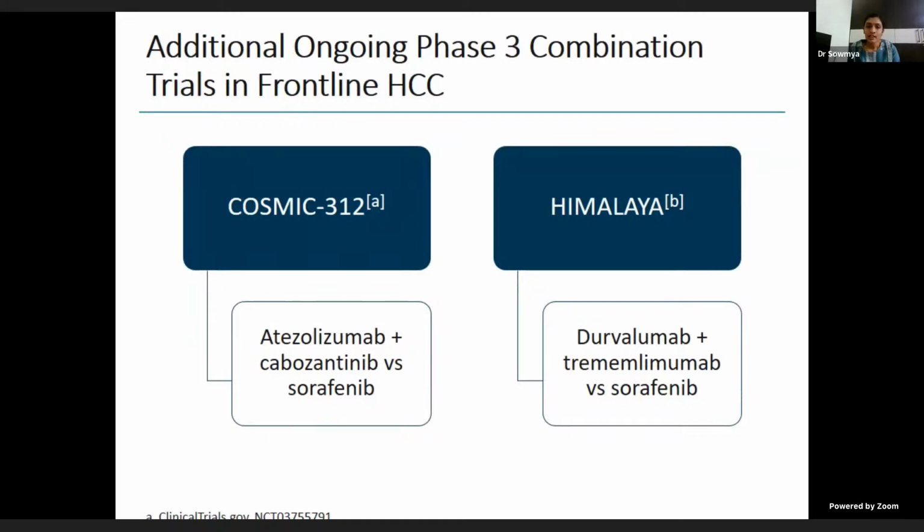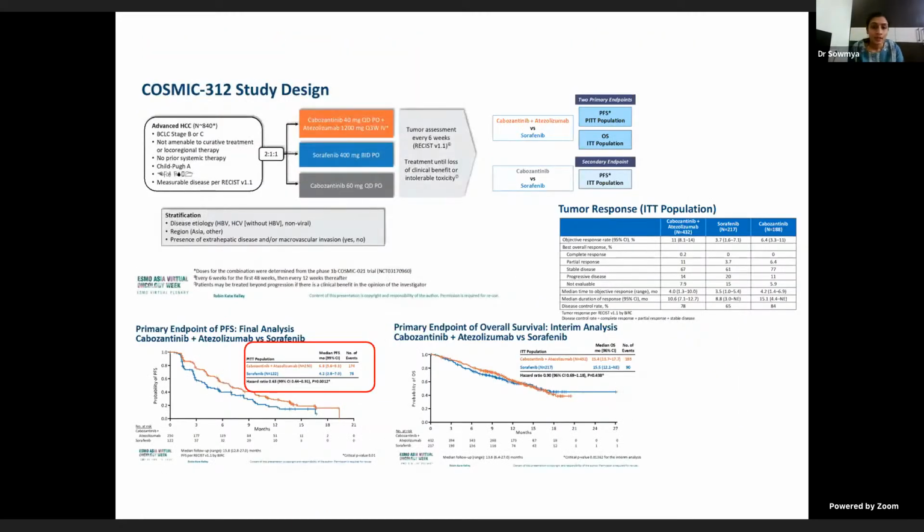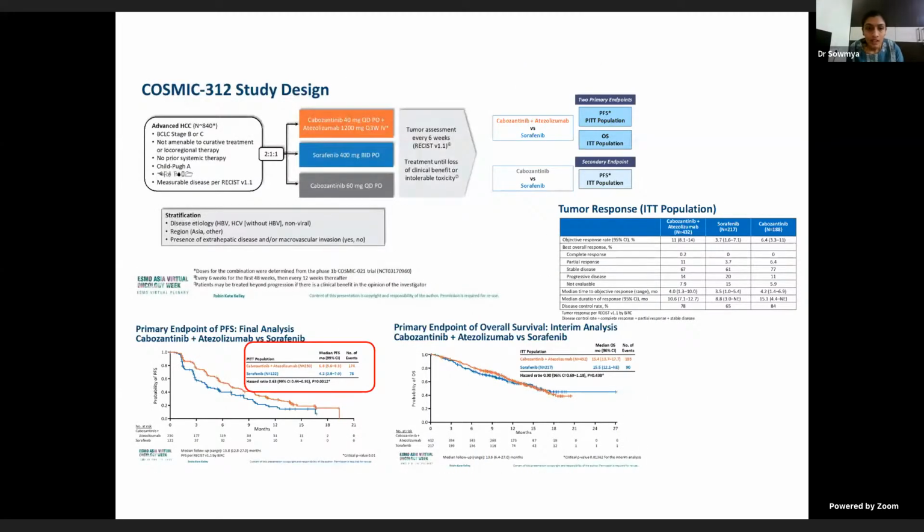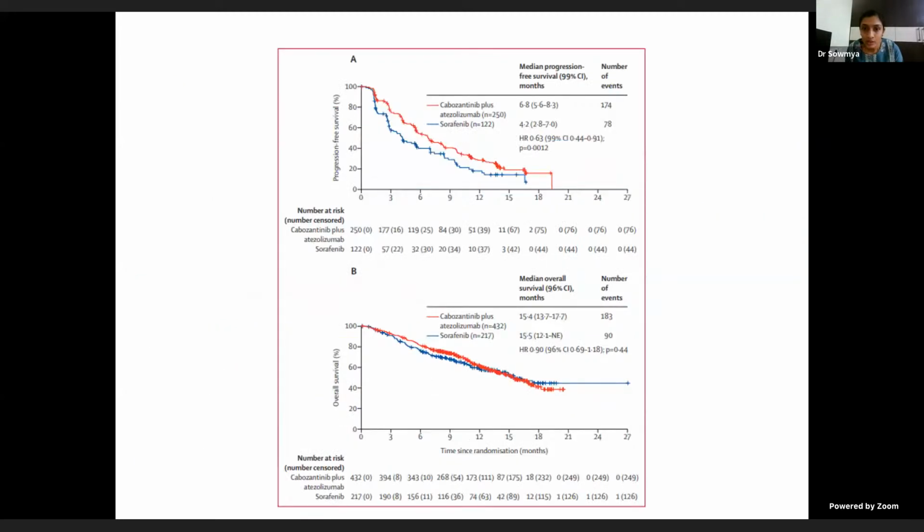So coming to the other ongoing phase 3 trials, the COSMIC trial, which is studying the efficacy of atezolizumab with cabozantinib combination versus sorafenib, and the HIMALAYA trial, which has already been explained in detail by Dr. Anand Kulkarni, which is in line for frontline therapy. Shall not be explaining in detail. The COSMIC 312 trial has shown better median progression-free survival with cabozantinib and atezolizumab combination compared to sorafenib.